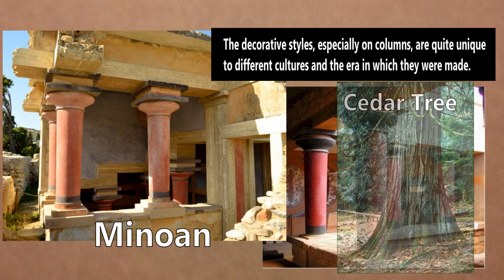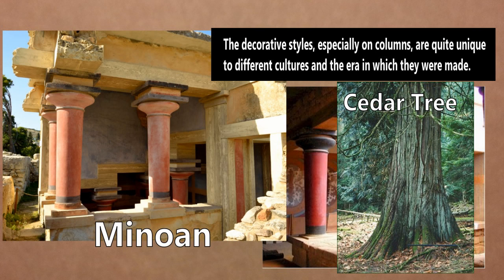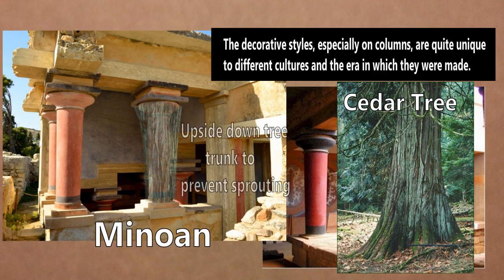There are various ideas on the origins and meaning of these, and the most common one is that they represent tree trunks, very much like the Greek Doric columns represent tree trunks, but Minoan columns are upside down. Where a Doric column is broad at the bottom and gets narrower at the top, the earlier Minoan columns get narrow at the bottom and broad at the top, an upside down tree trunk, especially a cedar tree, most likely being from that region of the world.